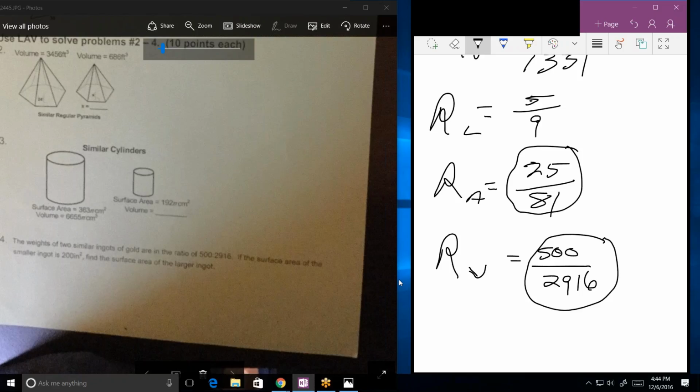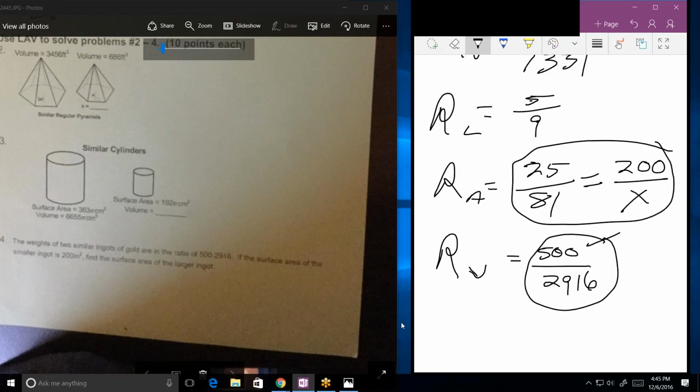If the surface area of the smaller is 200, well, then what ratio equation can I set up? I know the area ratio. I don't care about reducing that 500 over 2916. That's not a factor anymore. We're beyond that in this problem. The only thing we needed was the area ratio, and we've got it: 25/81. So what relationship relates 25/81 to what? To 200/x. Correct. And now you have a simple ratio problem to solve, cross-multiply it.